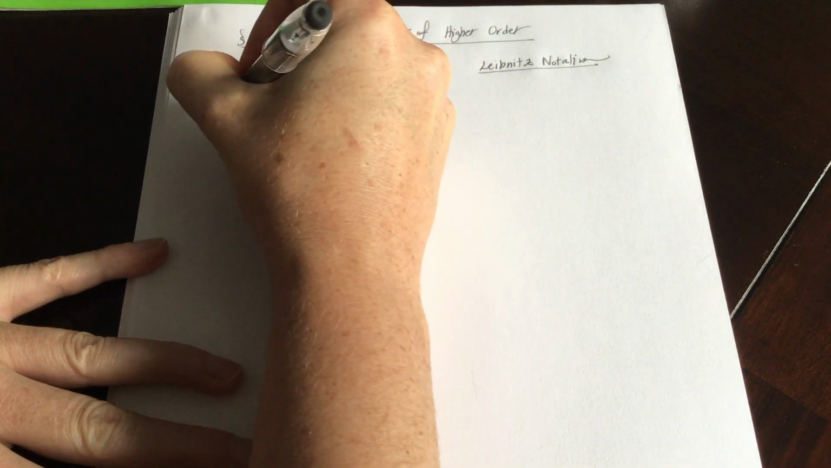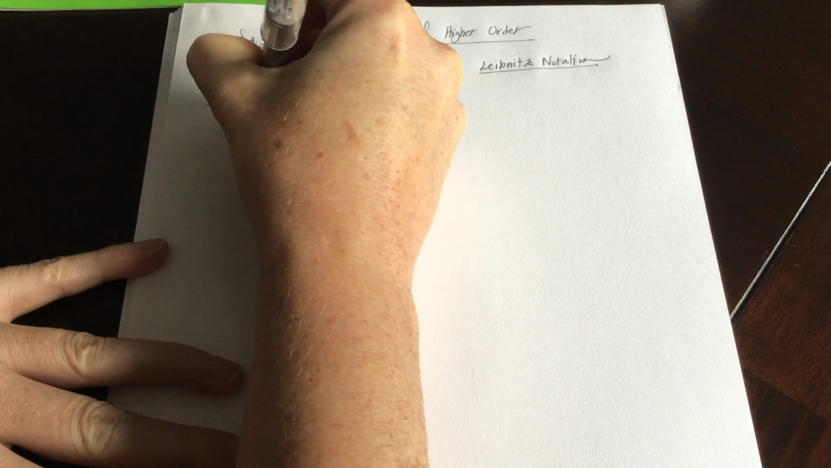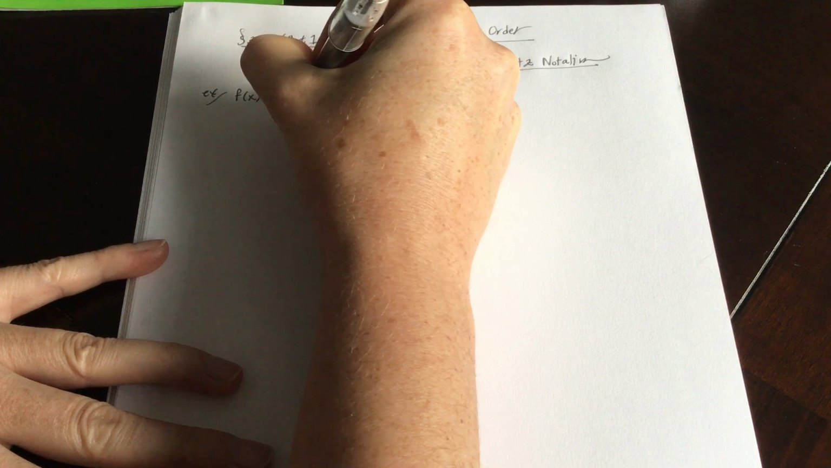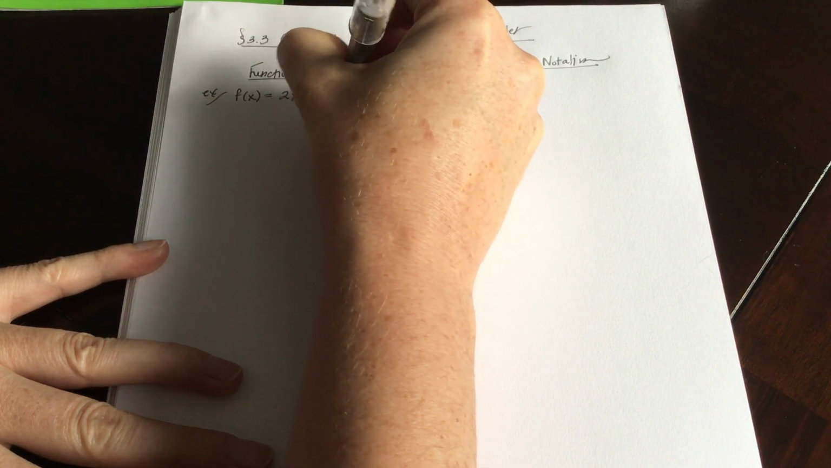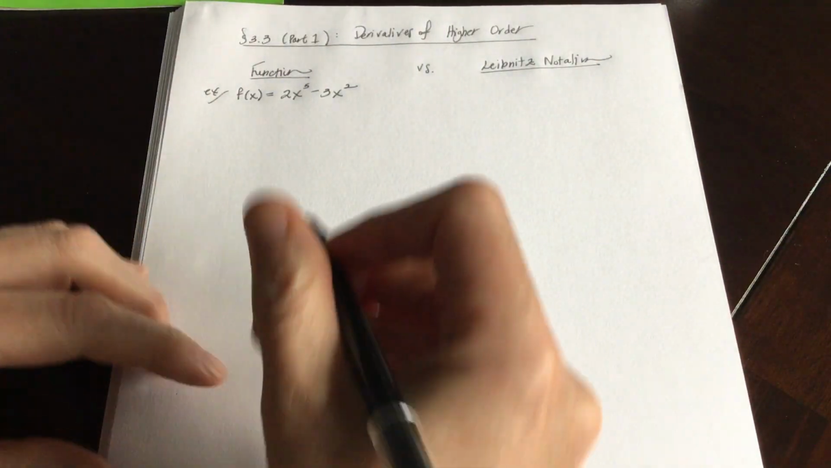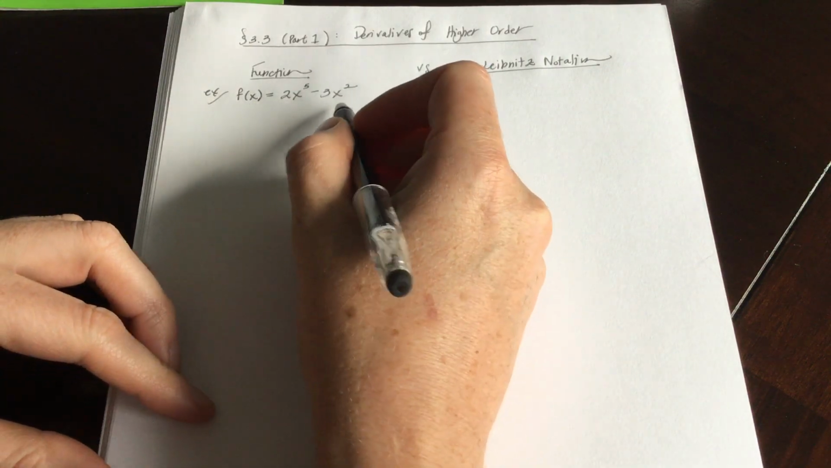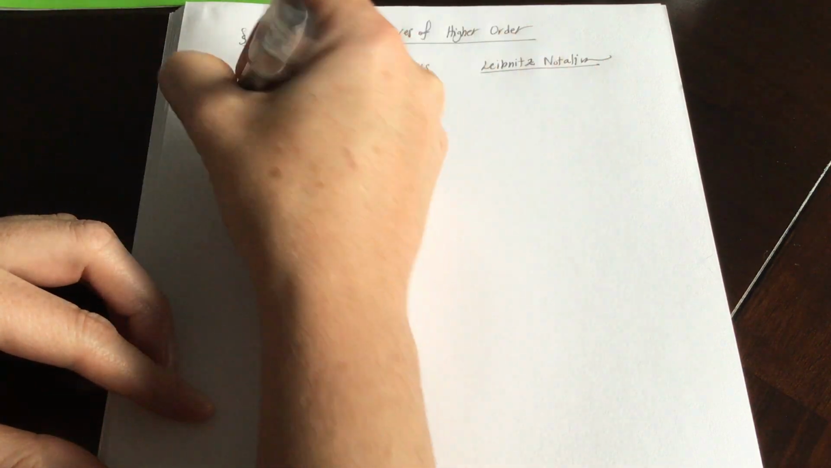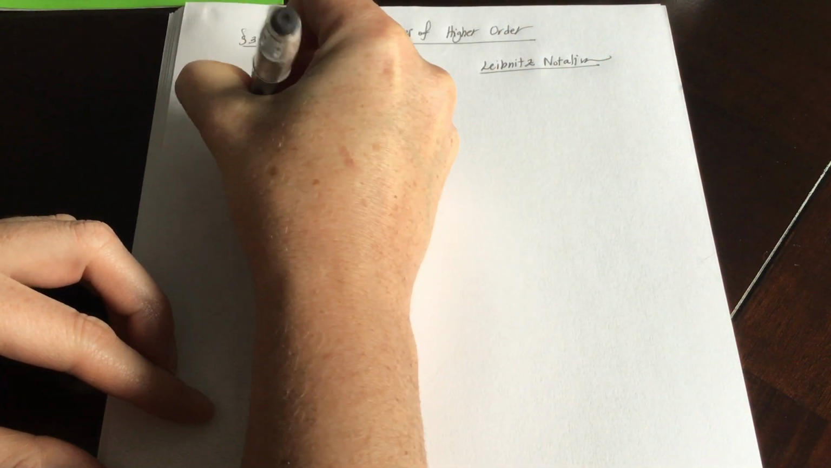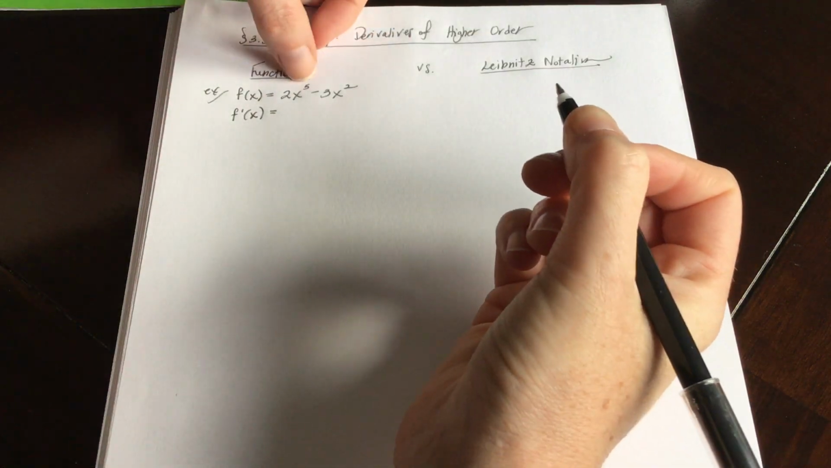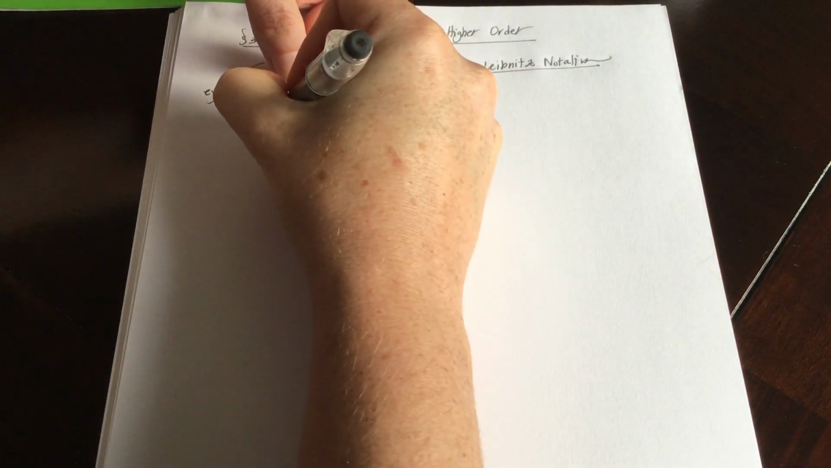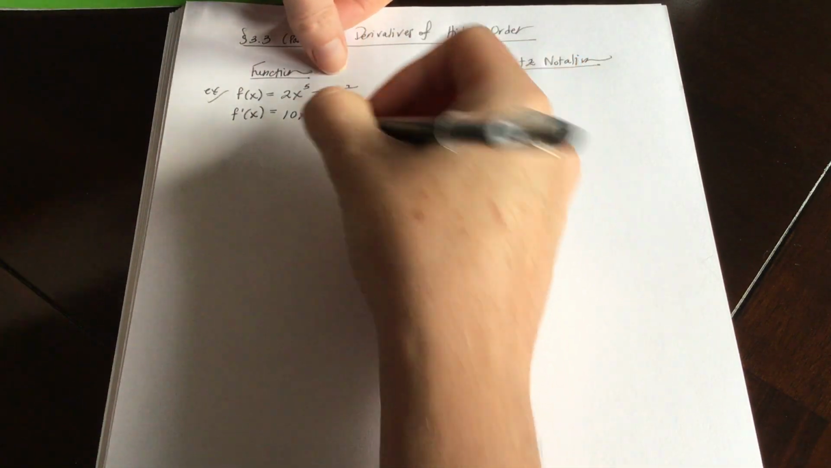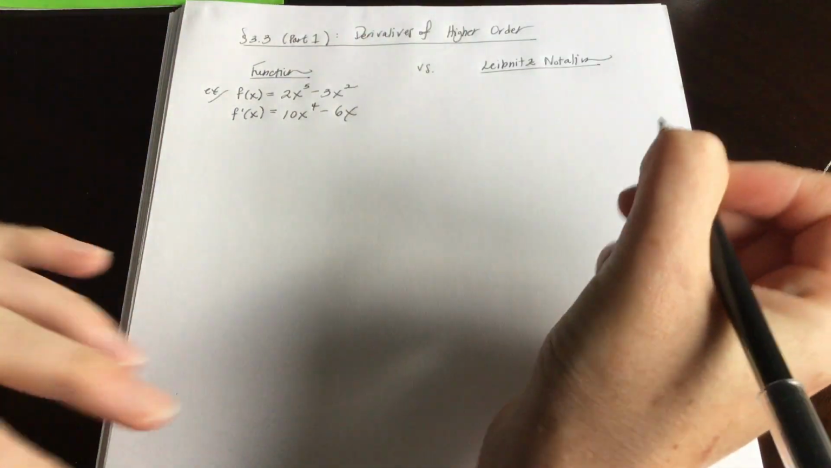For function notation, we'll just do this using an example. Let's say I give you f of x equals 2x to the fifth minus 3x squared. If we take the derivative with respect to x of both sides, the notation we would use for the derivative of f of x is f prime of x. The derivative of 2x to the fifth is 10x to the fourth. The derivative of 3x squared would be 6x.